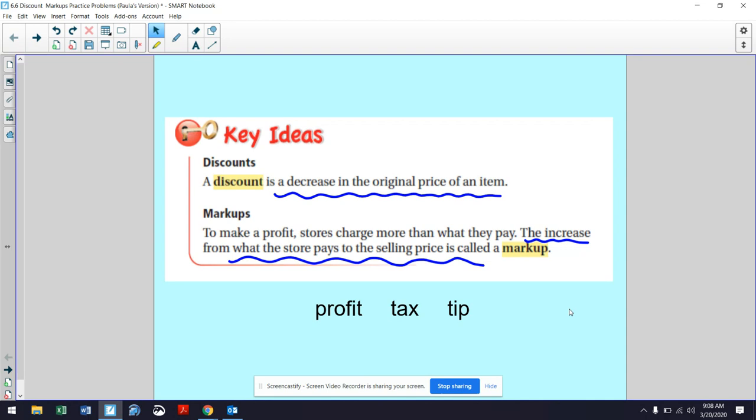Also, a tip is a type of markup. Anytime we're paying more than what the original was or what the baseline price of something is, that is a markup. So discounts and markups.